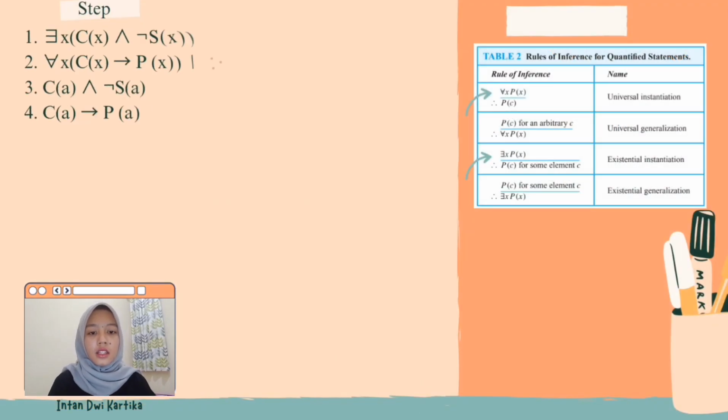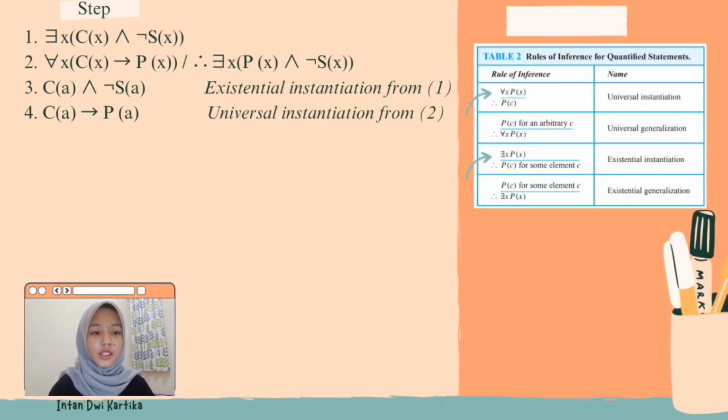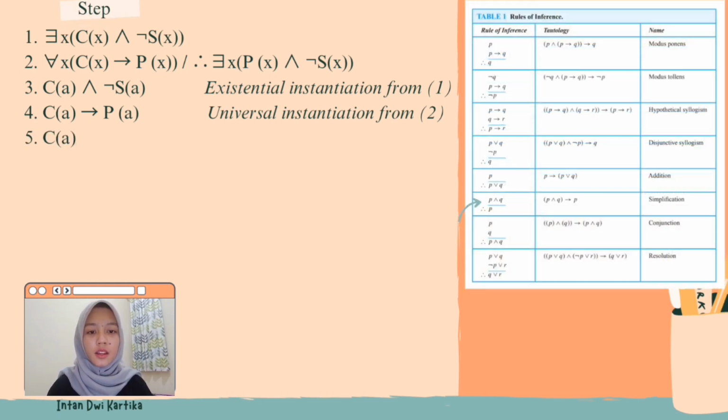Okay. These steps can be used to establish the conclusion from the premises. The first step is write the given premises and the given conclusion, like number 1 and number 2. And then the third step is by existential instantiation from number 1, we get Ca and negation Sa. And the fourth step is by using universal instantiation from number 3, we get Ca then Pa. Okay, next.